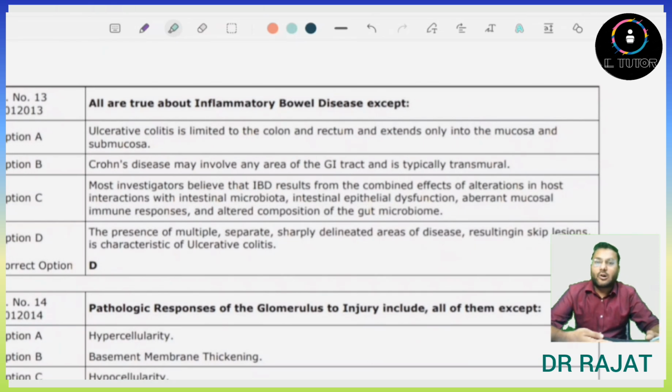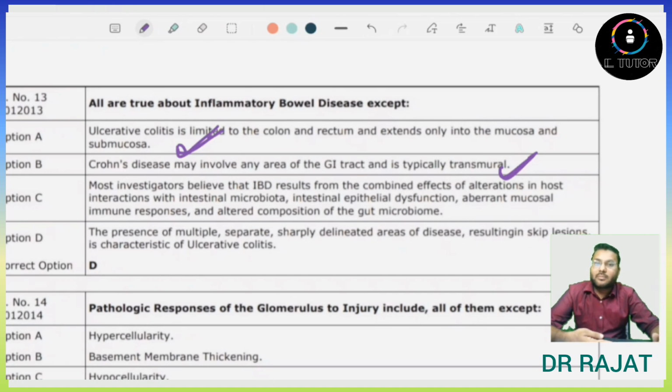Next question is all are true about inflammatory bowel disease except. So ulcerative colitis is limited to the colon and rectum and extends only into the mucosa and submucosa. This is true. Crohn's disease may involve any area of the GI tract and is typically transmural. This is also true, but the most common site is terminal ileum.